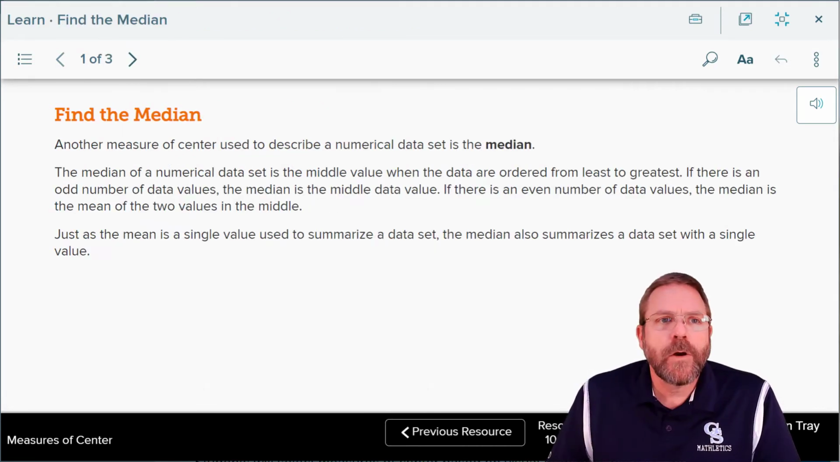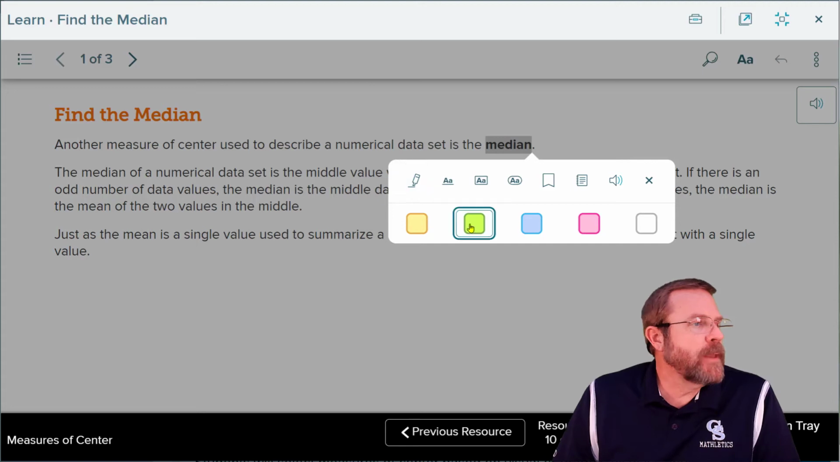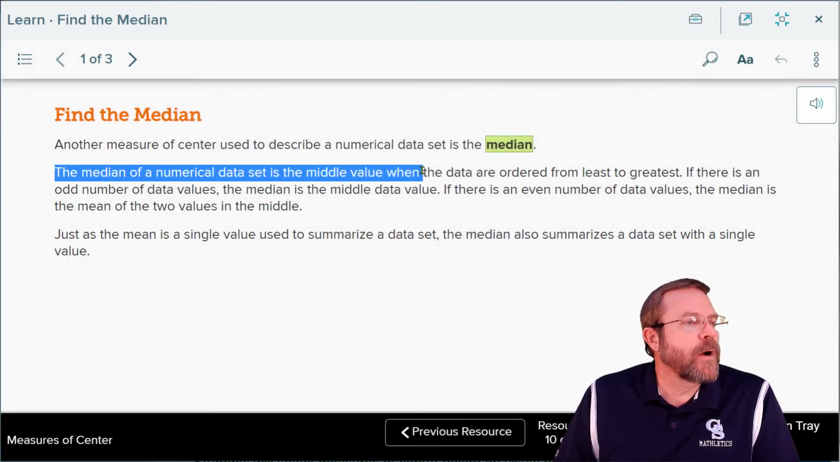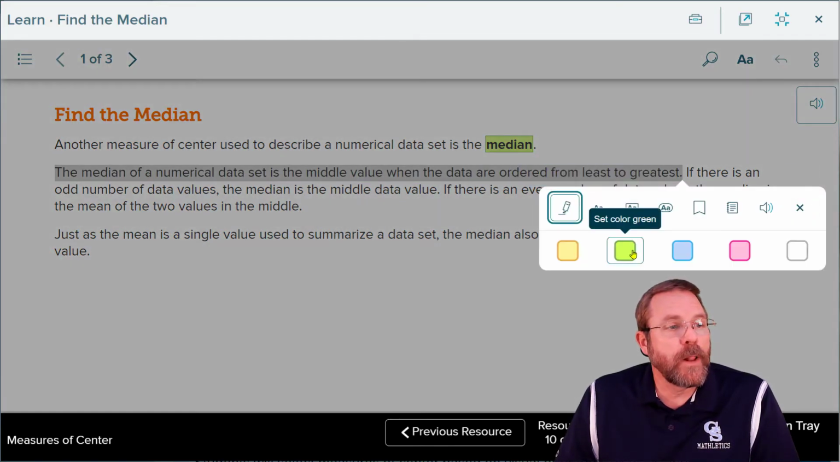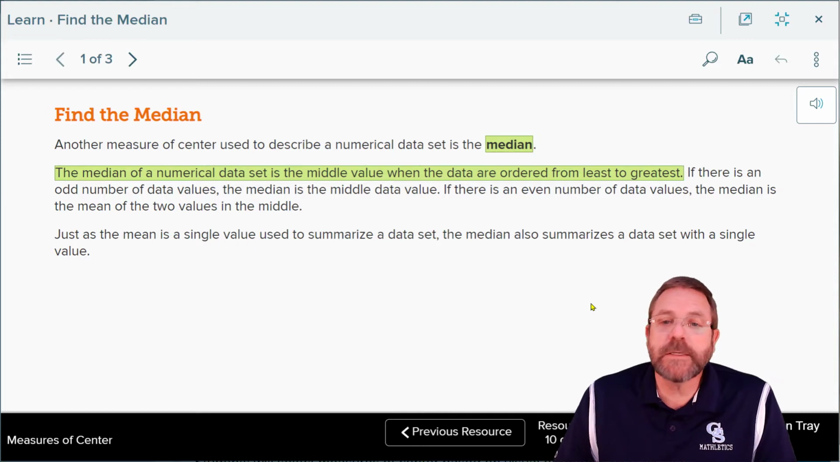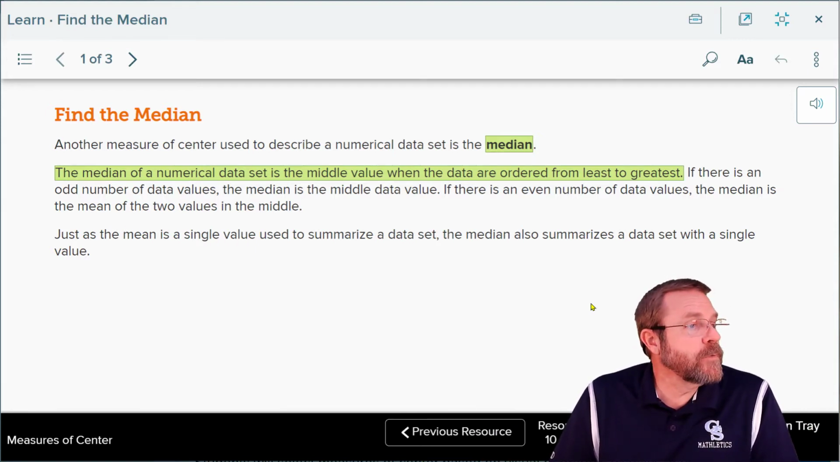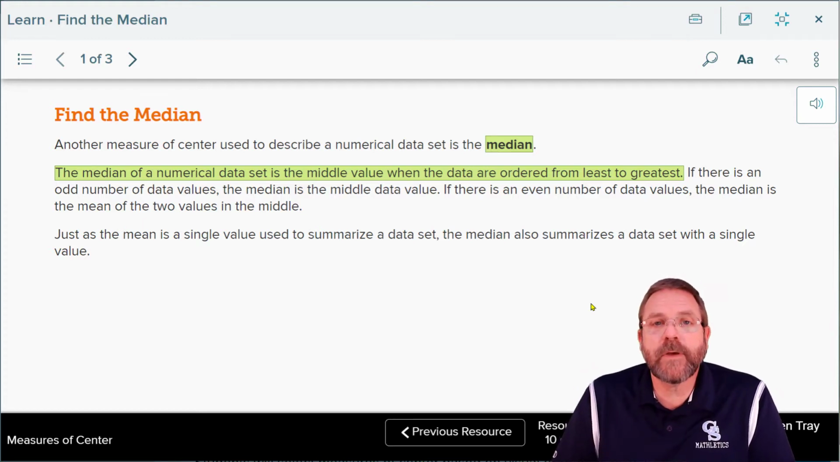Easy math. Our next measure of central tendency, or measure of center, that we're going to look at is median. The median is defined as the middle value when the data values are arranged from least to greatest. It also applies when they're arranged from greatest to least. We talked about that earlier. If there is an odd number of data values, the median is going to be the single middle data value.